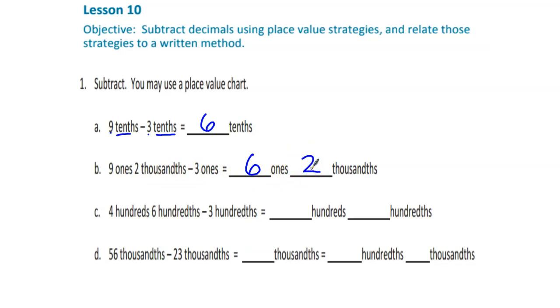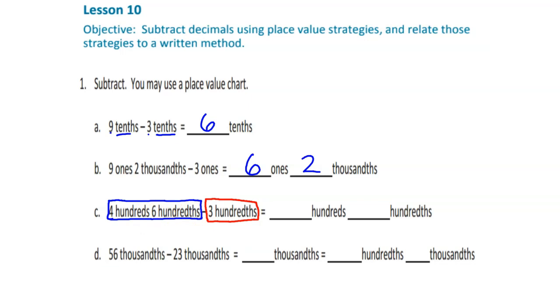All right, now looking at C here. C says 4 hundredths, 6 hundredths. So that first number, our minuend, remember we talked about our first number in the subtraction problem being the minuend? This whole part is the minuend. The subtrahend, the part that we're subtracting, is this part here, the 3 hundredths. All right, so we have 4 hundredths, 6 hundredths.